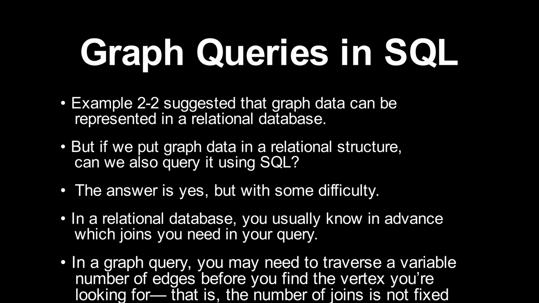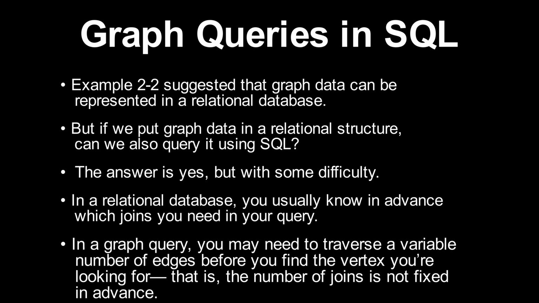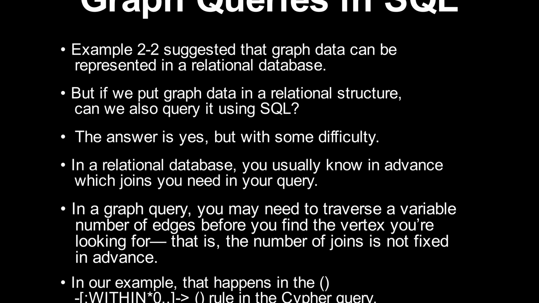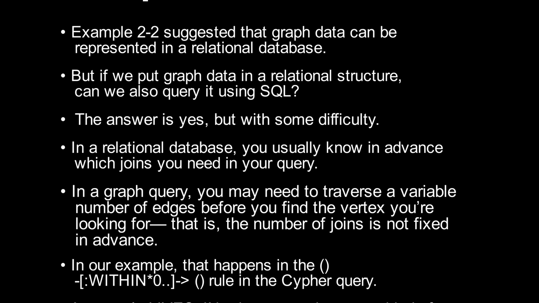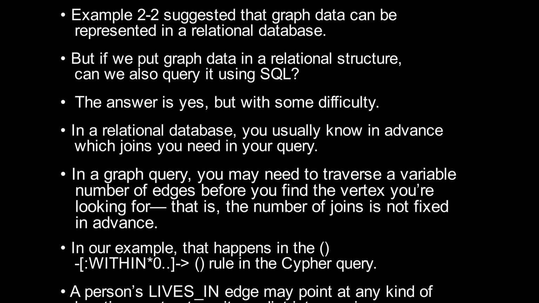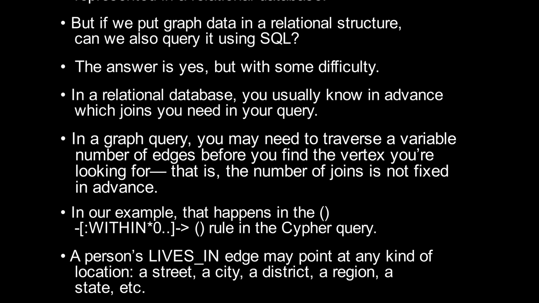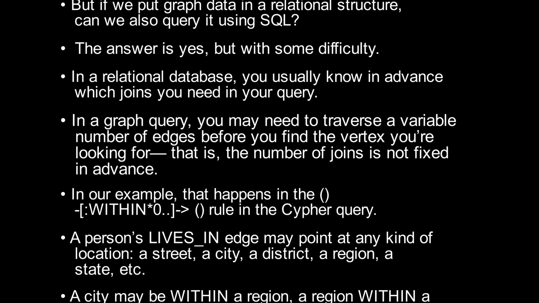In a relational database, you usually know in advance which joins you need in your query. In a graph query, you may need to traverse a variable number of edges before you find the vertex you're looking for. That is, the number of joins is not fixed in advance. In our example, that happens in the :WITHIN*0.. rule in the Cypher query.